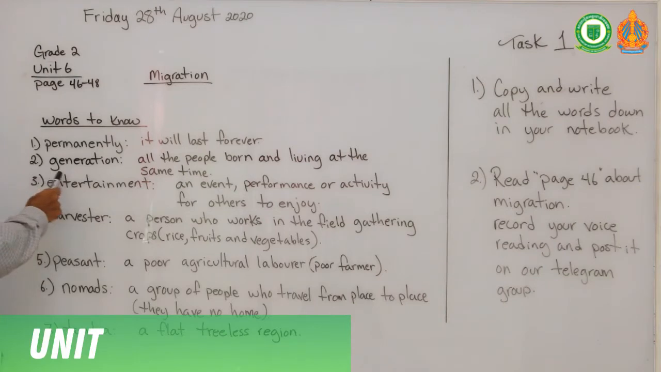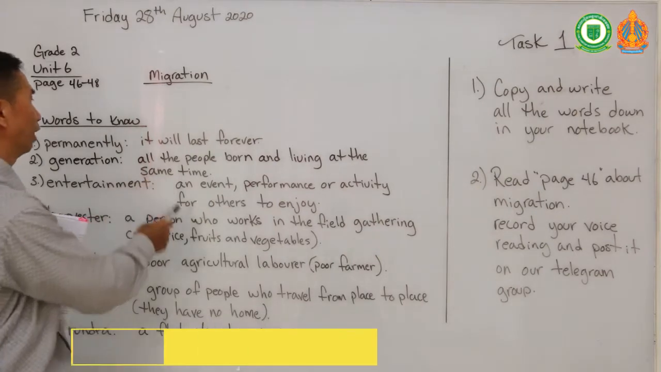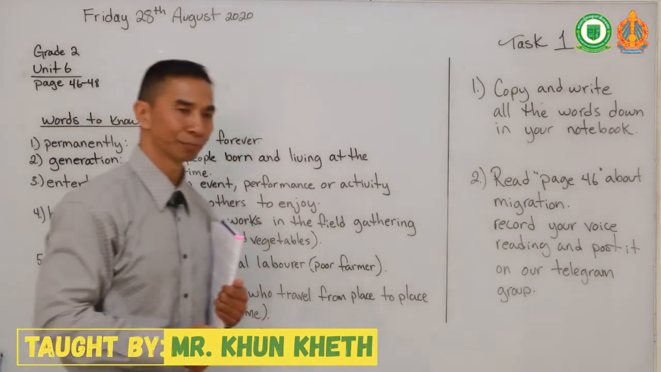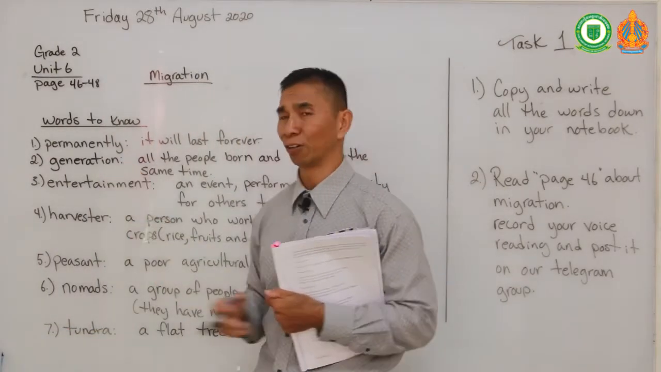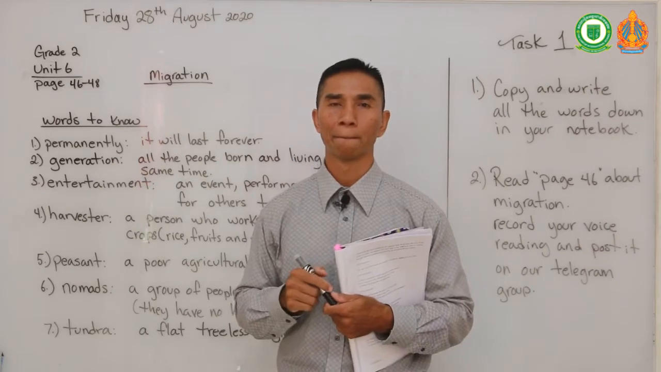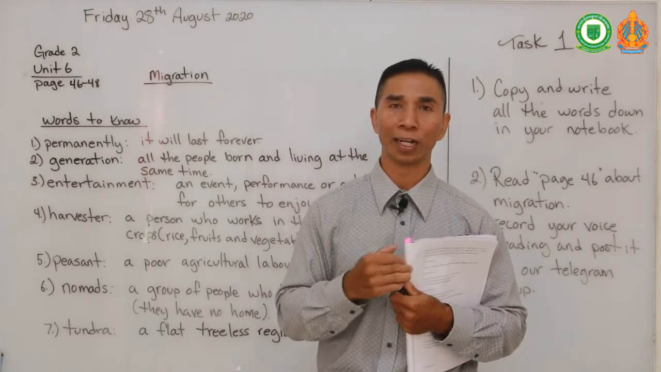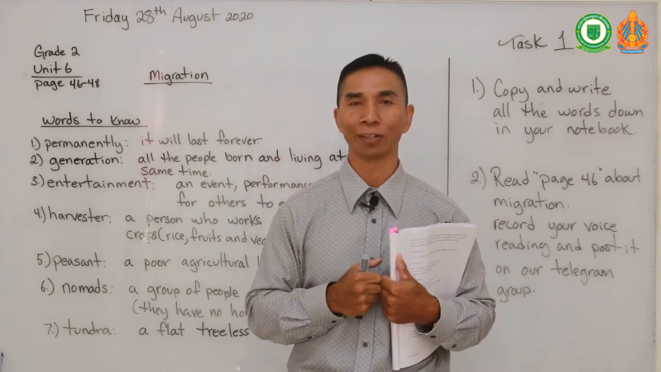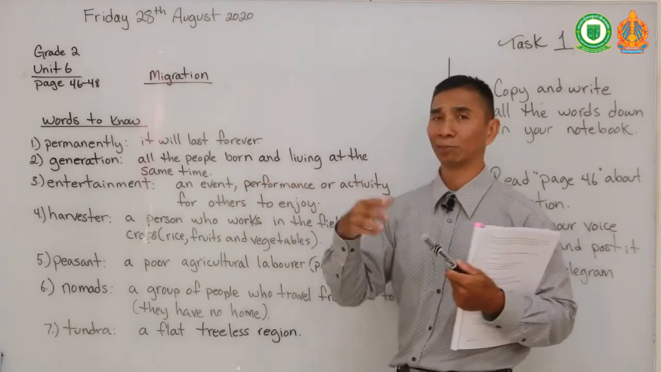The second word I have here is generations. Generations means all the people born and living at the same time. So can you give me an example of generations? Okay, for example, all your classmates that are going to school right now in the 2nd grade, you are all in the same generation. That means you are all born and living at the same time.